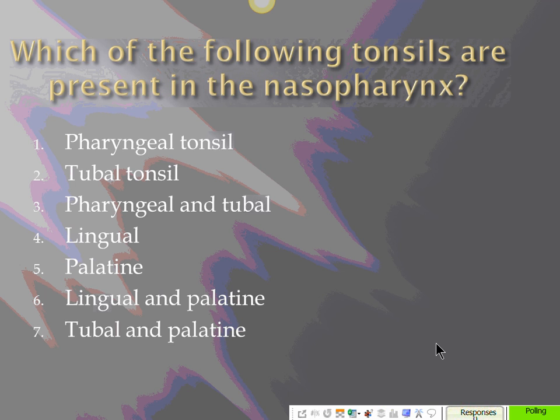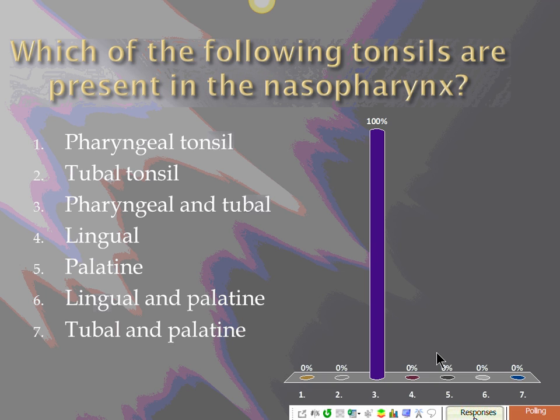Okay, let's do a review here. Which of the following are present in the nasopharynx? This is why looking at the picture images is really important, because that will always make a visual impact. Very good. Pharyngeal and tubal tonsil. Excellent.